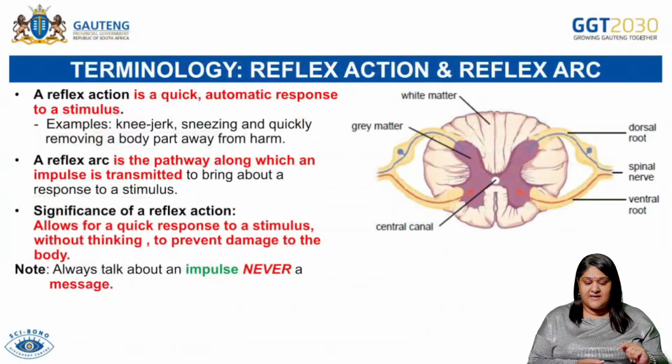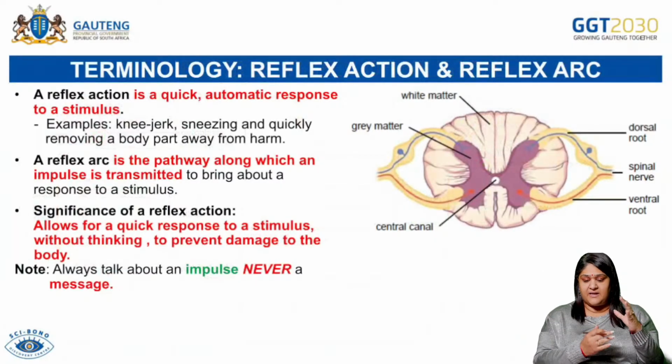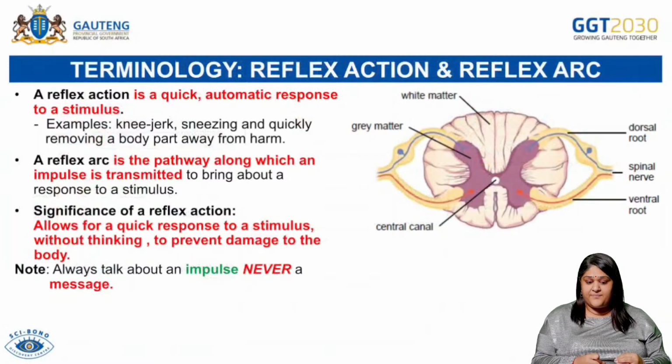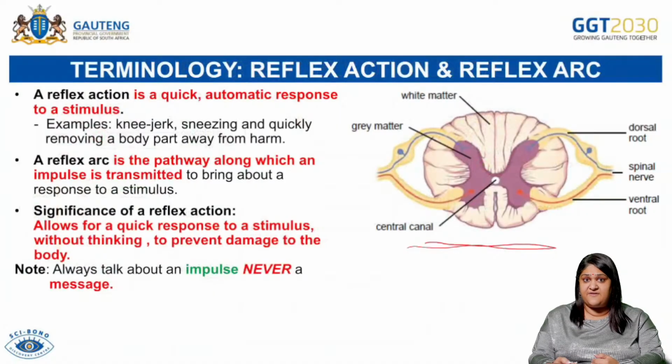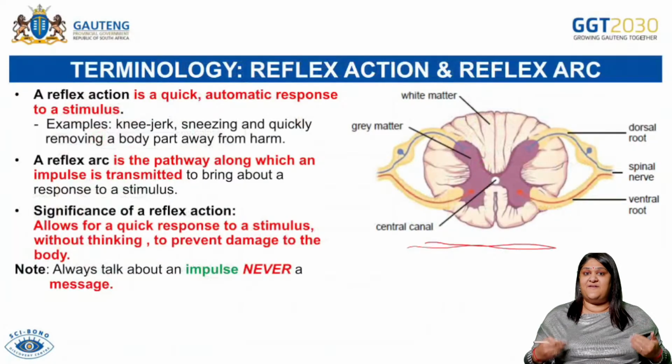Now, a reflex arc is the pathway along which the impulse is transmitted. So it's the pathway, all those neurons that are involved in the reflex action, that is what forms the reflex arc. Sometimes I like to ask, what is this diagram representing? This diagram over here is representing a reflex arc, because it's showing us the pathway along which the impulse is transmitted to bring about a response to a stimulus. But then what is happening here is a reflex action. The action that is being brought about because of this pathway is the reflex action.